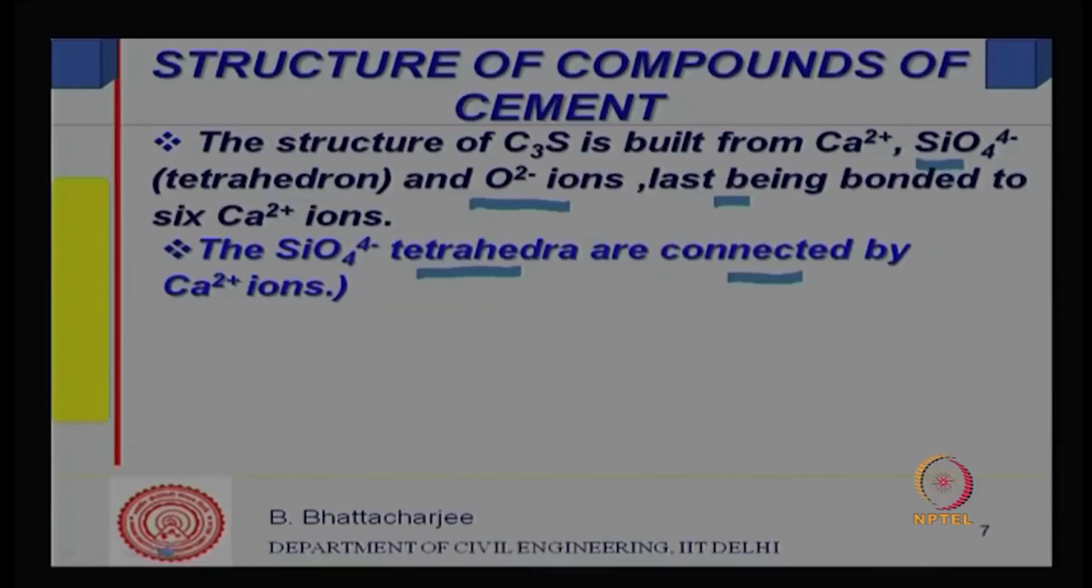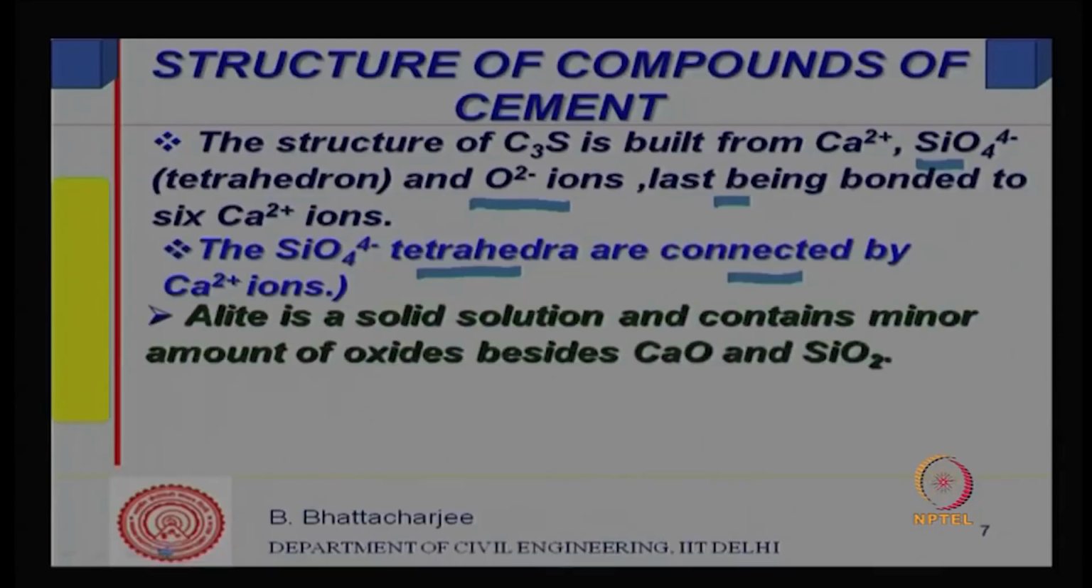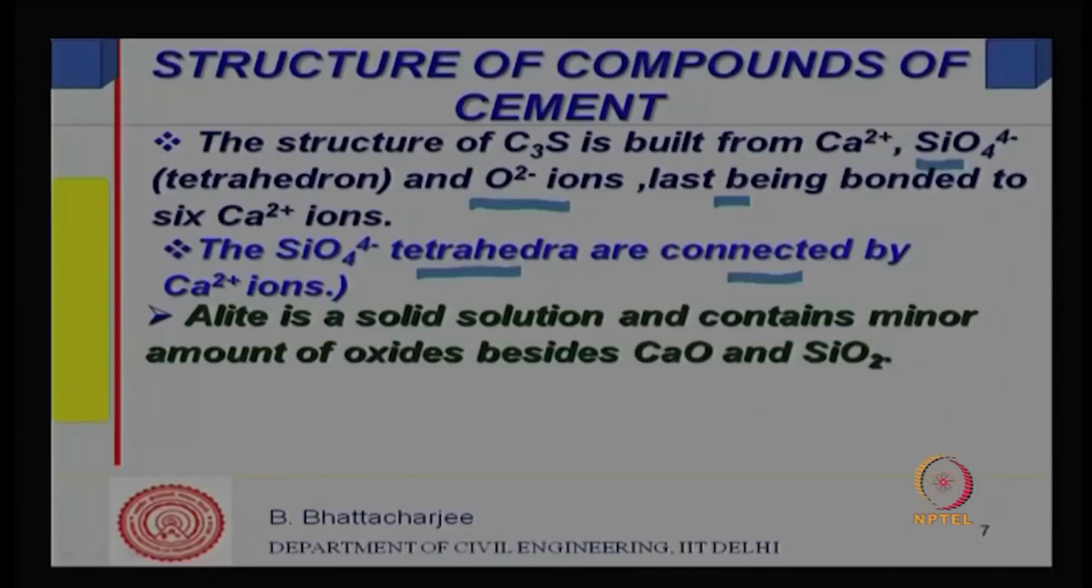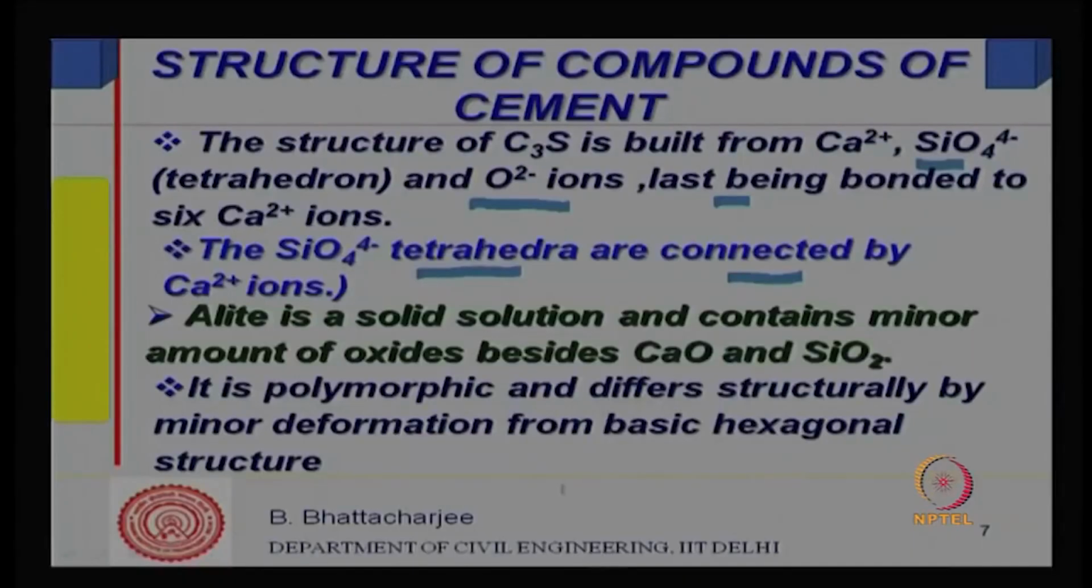Let us see how it is. C3S, its mineralogical name is alite, which you have seen earlier. It is a solid solution. So, combining all this calcium, oxygen and SiO4 tetrahedra, but it has also got some minor compounds like sodium oxide, potassium oxide, etc. Those minor compounds, magnesium oxides, they are there.